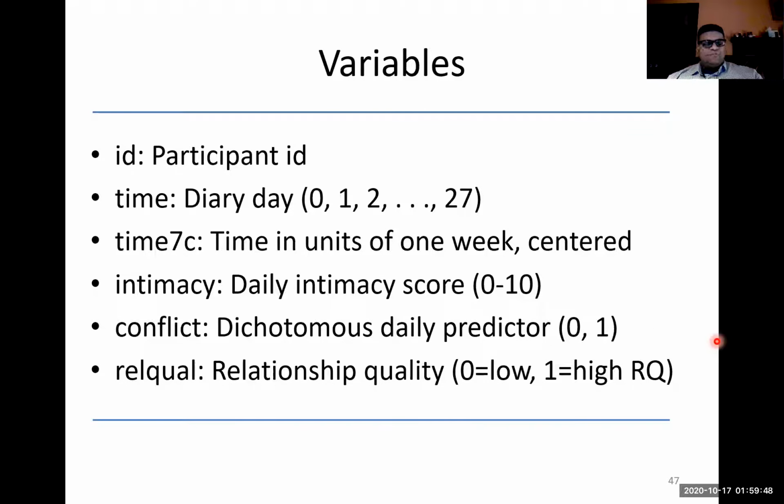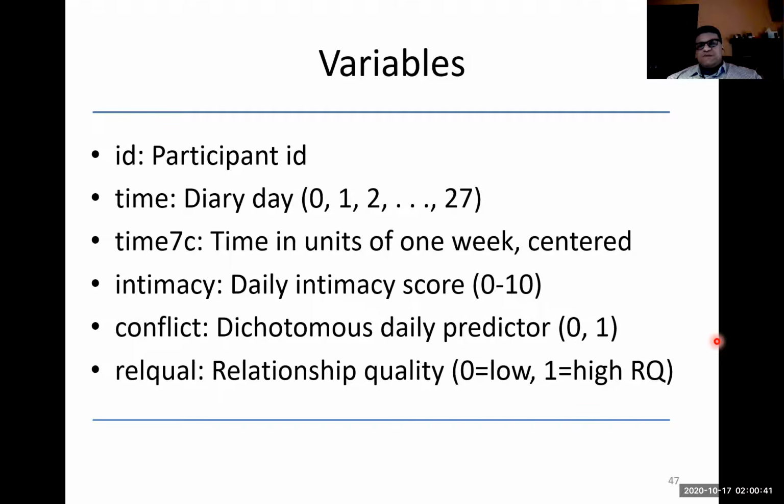Here are the variables. We have a participant ID. We're going to have a variable that indexes time, which is basically diary days, 0 to 27 for the 28 days. We're going to put time into a different metric. And this transformation doesn't actually change the association between time and the outcome variable at all. It just will change the size of the coefficient. And remember when we talked about centering, or knowing where the 0 is on all your predictors, we want to put 0 in the middle of the 4-week period, which is basically in between weeks 2 and 3.